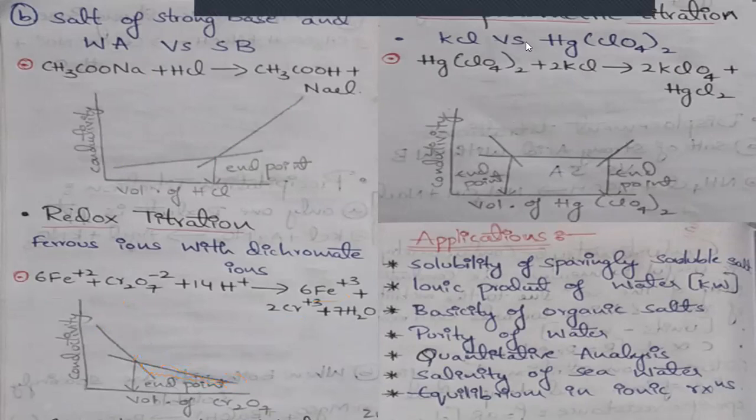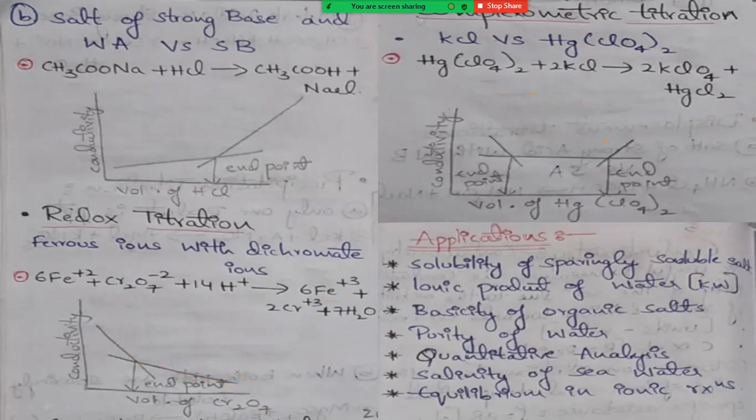And the next one is complexometric titrations. What is happening in complexometric titration? We are forming complexes, right? So this is the reaction of complexometric titration. Here we are taking HgClO4. Mercury chloride is taken in the conical flask and potassium chloride is taken in the burette. Right? So here the graph looks a little different.